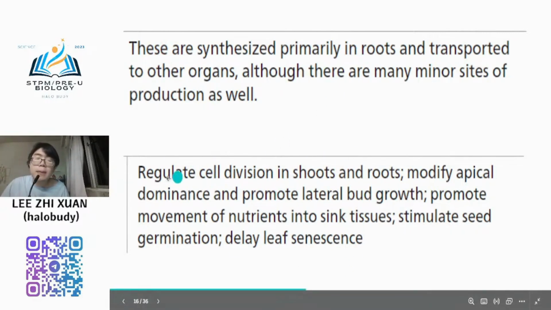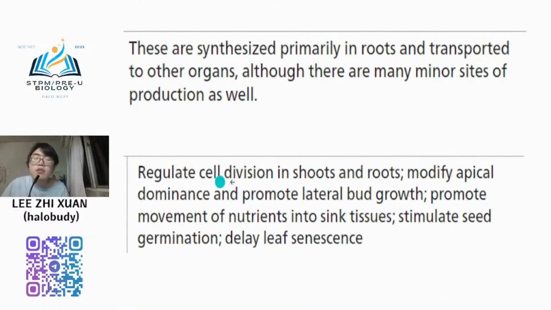Normally the main function is to regulate cell division in shoot and root. Just now auxin plays the role in cell elongation, but cytokinin plays the role in cell division. These are two totally different functions. Cell elongation just increases the size of the cell only. It will not divide. It cannot produce 2 cells, 3 cells, 4 cells like that.